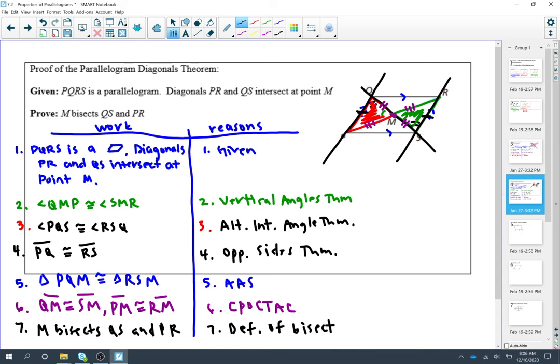Okay, and the definition of bisect means I cut it in half. So if I look in step 6, QM is congruent to SM. Yeah, it cut it in half. M, that point, cut it in half. And then PM is congruent to RM. So M cut it in half. So if M cut these things in half, then I know it must bisect QS and PR. And again, that's the definition of bisect. Moving forward, now that you have proved the diagonals theorem, I'm not going to make you prove it again. You can just use it in a proof if you need it.